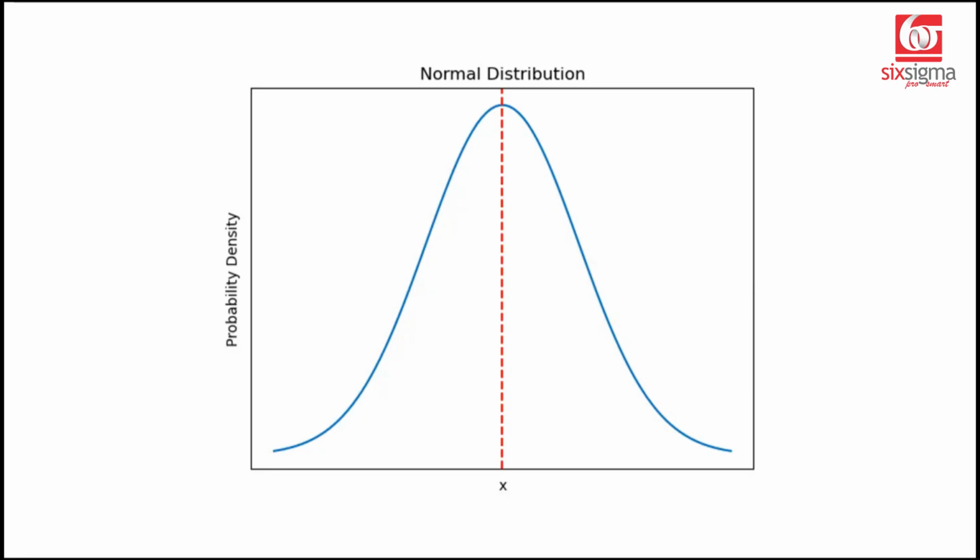Let's get started. So we have a normal distribution, which is characterized by its mean and standard deviation. Mean is nothing but this red dotted line that you see here on this chart, and standard deviation is responsible for the shape of the distribution. Let's see what happens when we alter the mean.